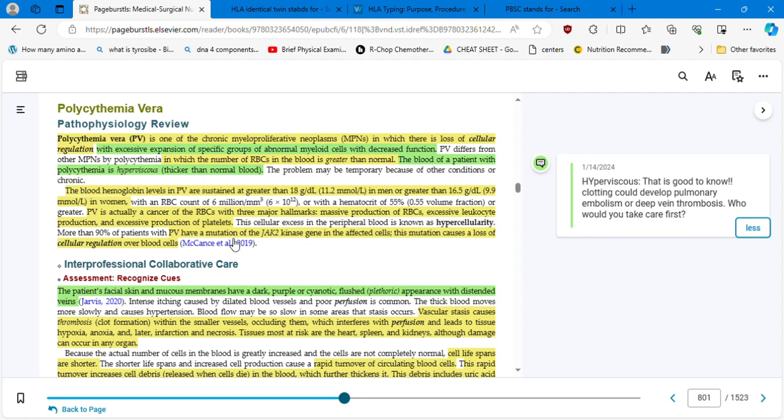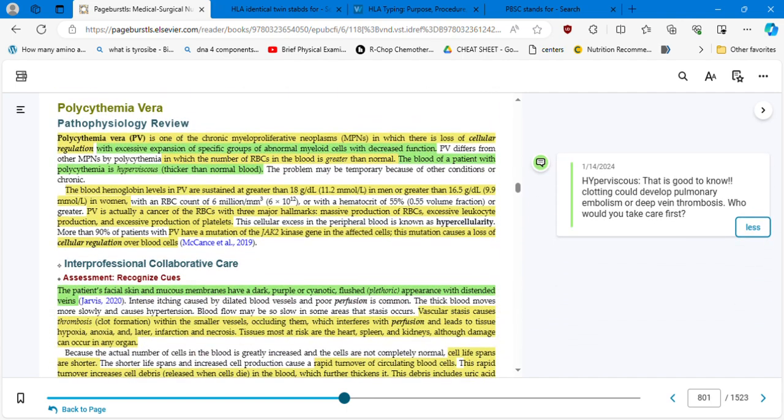Polycythemia vera has a mutation of the JAK2 kinase gene in the affected cells. This mutation causes a loss of regular regulation over blood cells. So if you want to be more technical, you can remember pancytopenia.